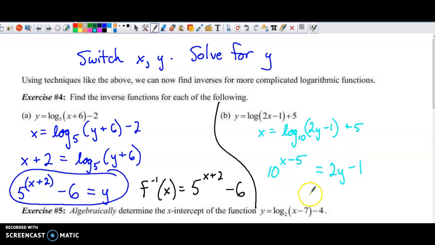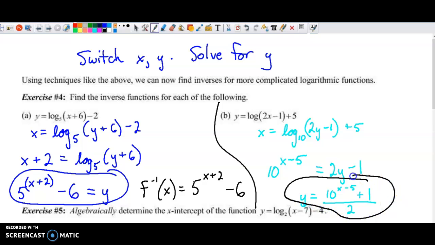And at this point it's actually up to you. Again, you can rewrite it in inverse notation, but if I were doing this, I would just write 10 to the x minus 5 power plus 1 to add it over, and then divide everything by 2. And that's how I would do this problem.